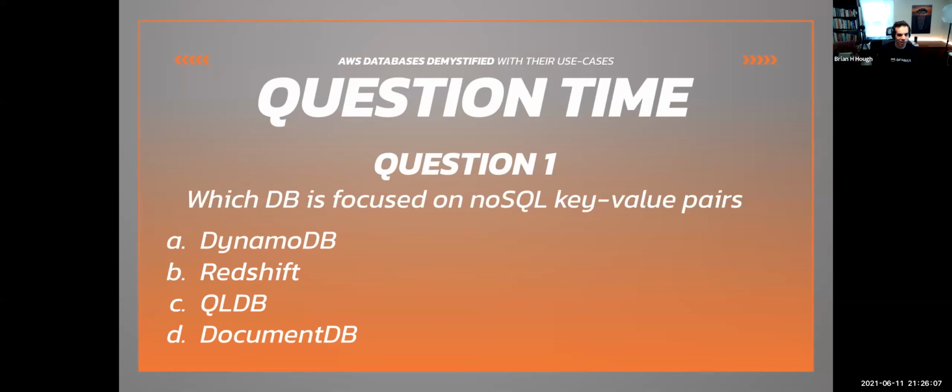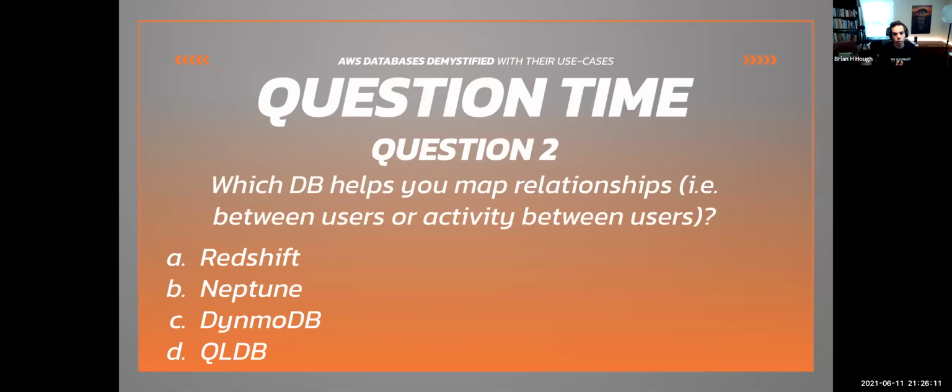Okay, perfect. Thanks, everyone. All right, this is a lot of participation. Wow. All right. Question 2. Which database helps you map relationships? Specifically, relationships like between users or activity between users.